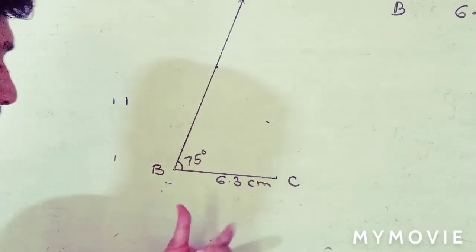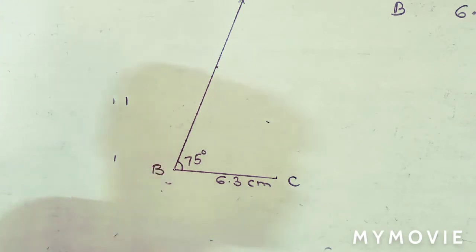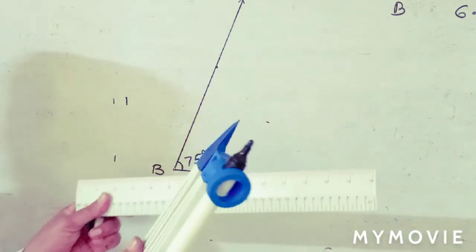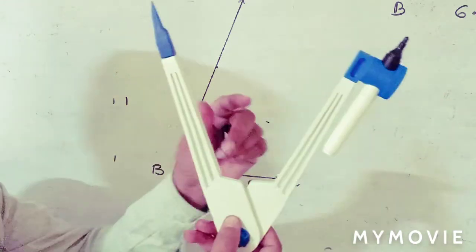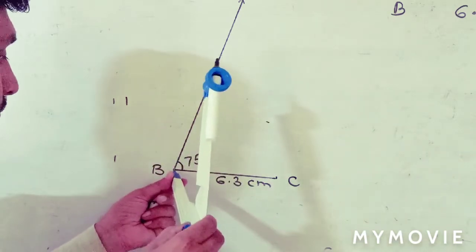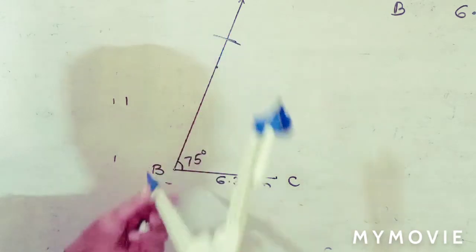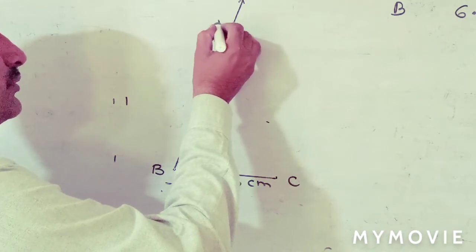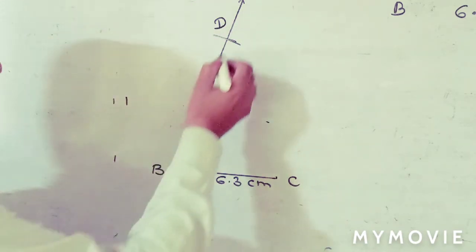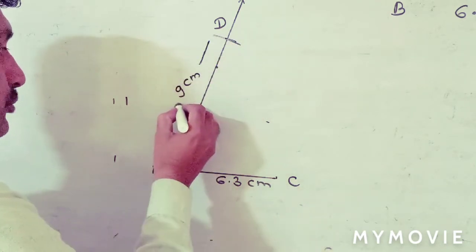Dear friends, here we have taken BC 6.3, angle B 75, and now we want the sum of two sides. The sum of two sides is 9 centimeter. In the compass, take a 9 centimeter distance by using the scale. From B, draw an arc crossing this ray. This arc is at 9 centimeter. Here I give the name D. Point D is at 9 centimeter, total from here to here.